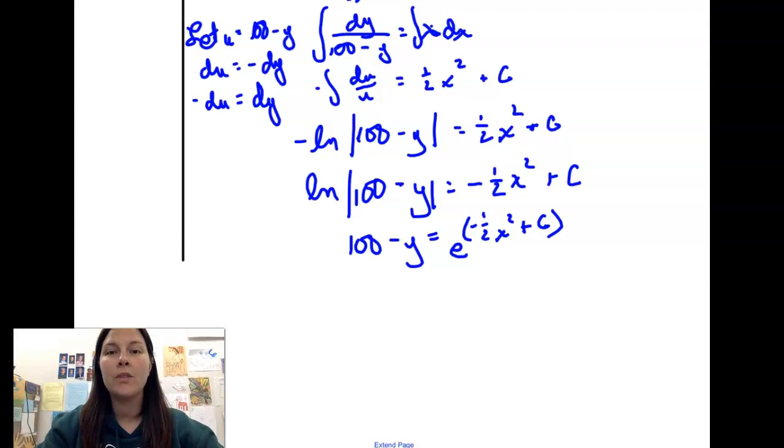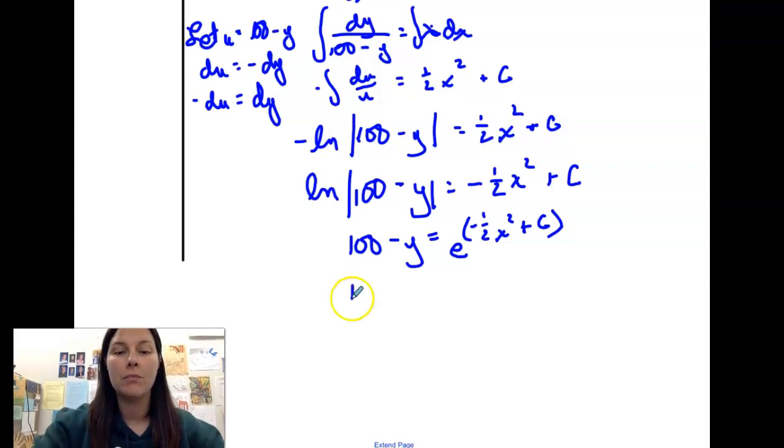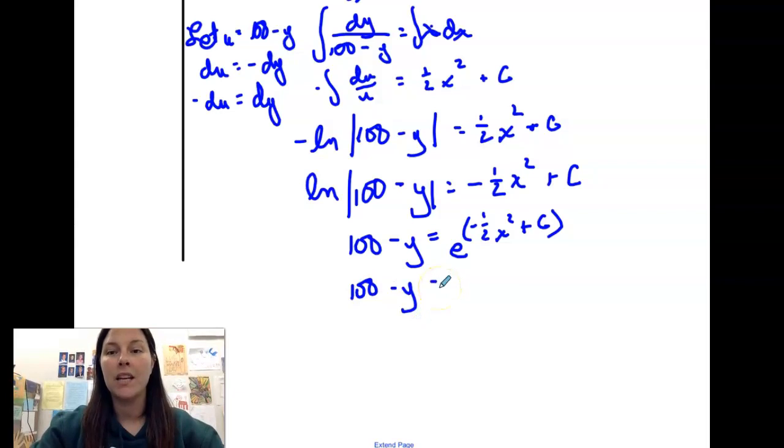Now what we're going to do is use that knowledge from that example that we went through on the vocab page. We've got an exponential to a power that is being added, so it came from multiplication. So I am not going to go through all of those steps again. I'm just going to say that e to the c power becomes some constant multiple c, and then I have e to the negative 1/2 x squared.